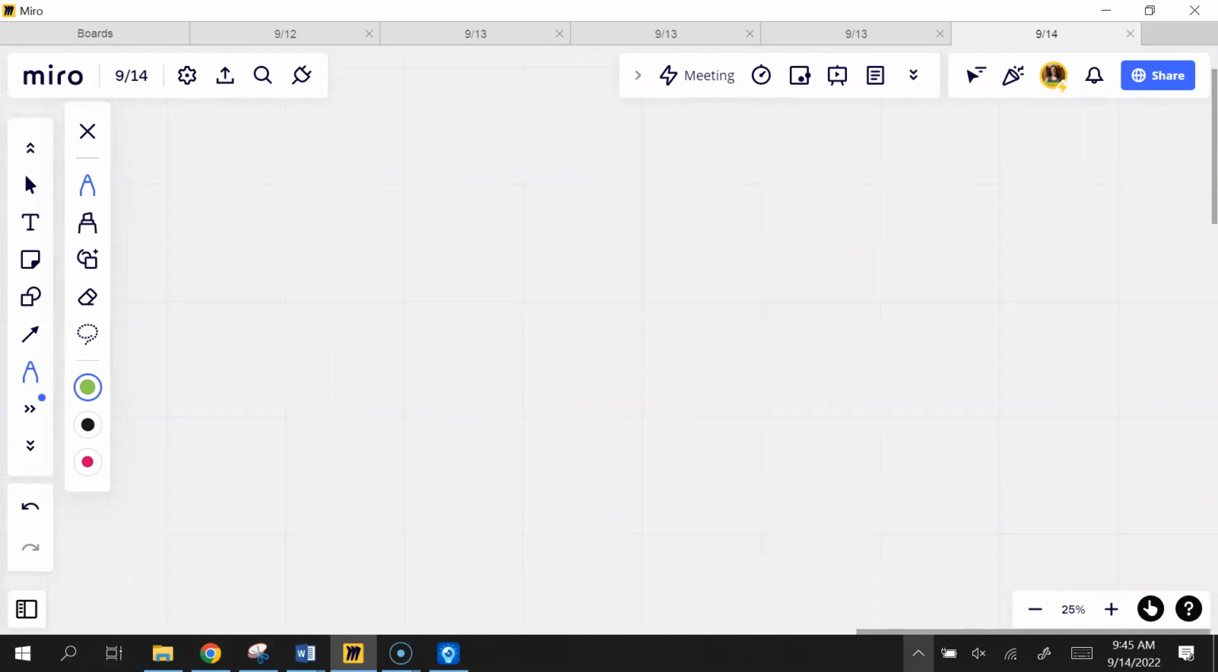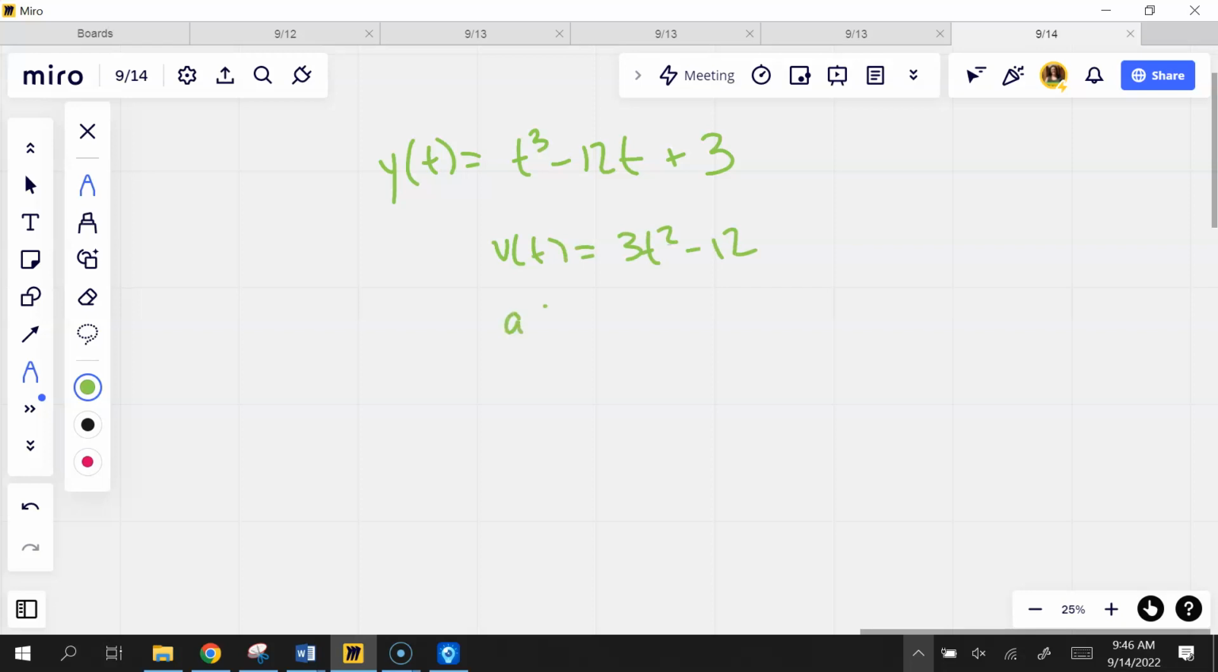Okay, let's see. I'll run through this one a little bit quicker. This one's a lot easier. There's your position, so your velocity is the derivative. Acceleration is, of course, the derivative of that. When is it moving upwards, and when is it moving downwards? So I would need to know when velocity is 0.